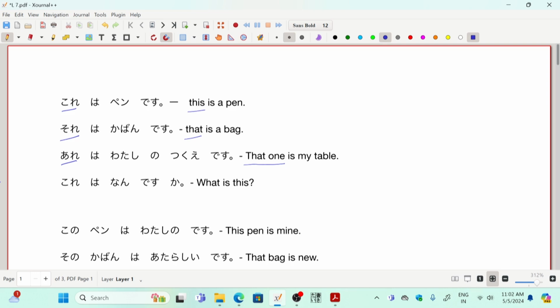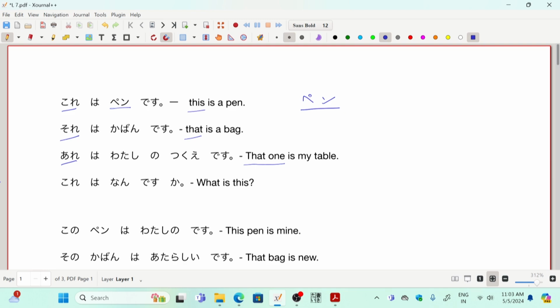So when we say kore wa pen desu, this is a pen. This is the katakana word for pen. Pe na. Kore wa pen desu. Why is it written in katakana? Because earlier Japanese used to write with a brush, and that was called fude. So pen was not available in Japan. It was not found in Japan. It is an introduction from a foreign country, and that is why Japanese write pen in katakana, to show that it is a non-native word.